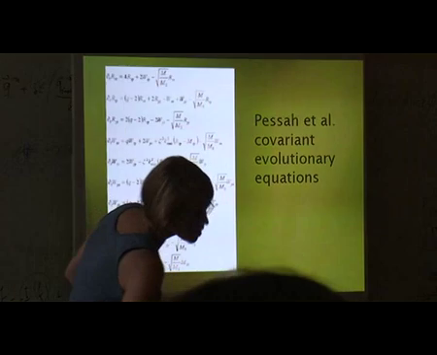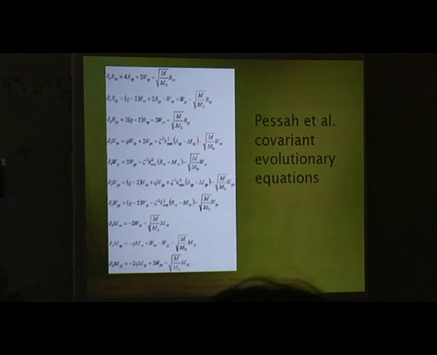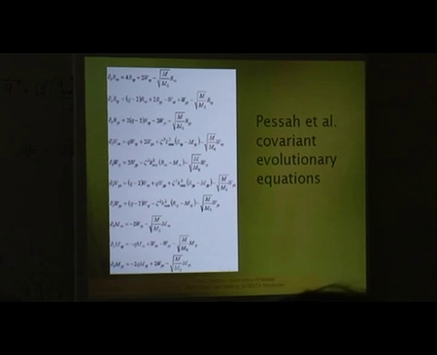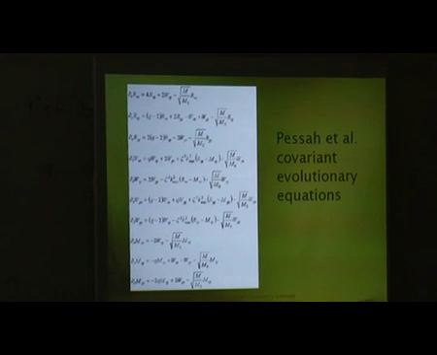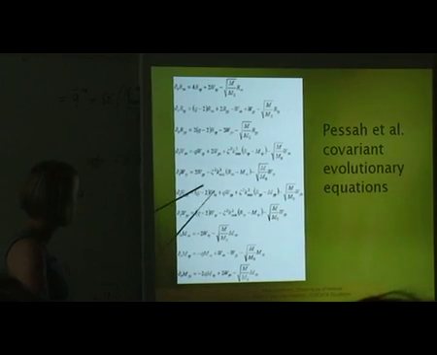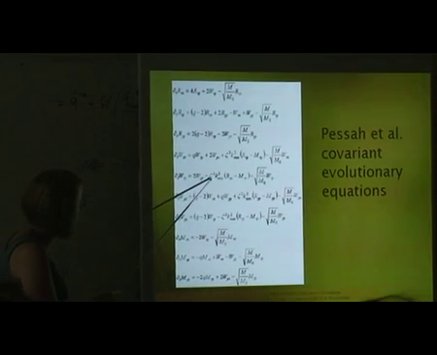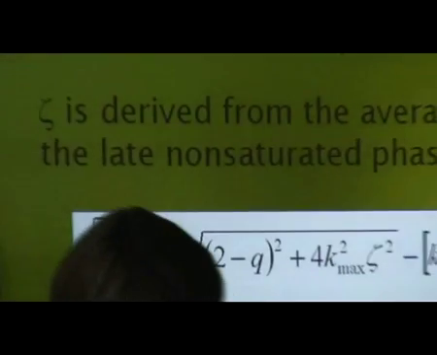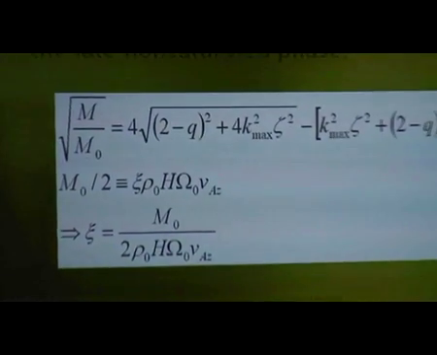Their evolutionary equations look like this. I'm sure you can't see anything. Be thankful for that. They basically look fairly similar to those of Ogilvie. We have a parameter called zeta here, and I'll show you where it comes from. These are model parameters.